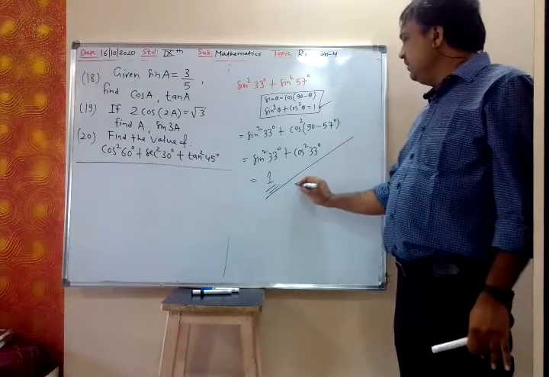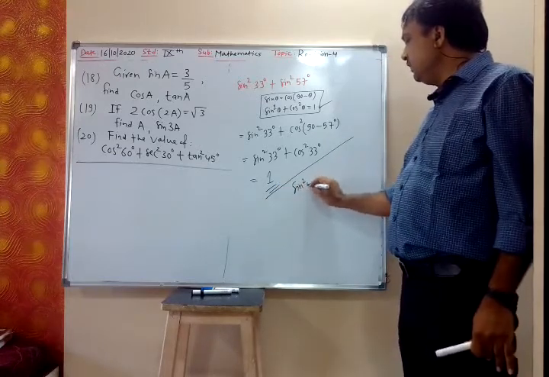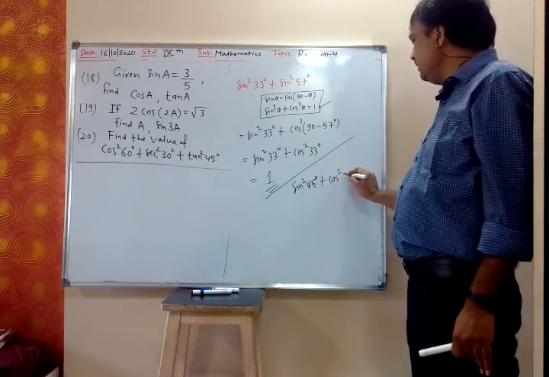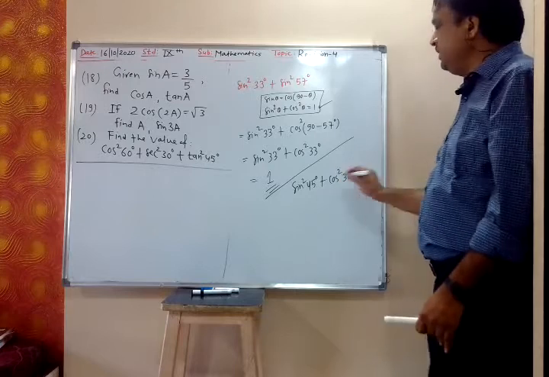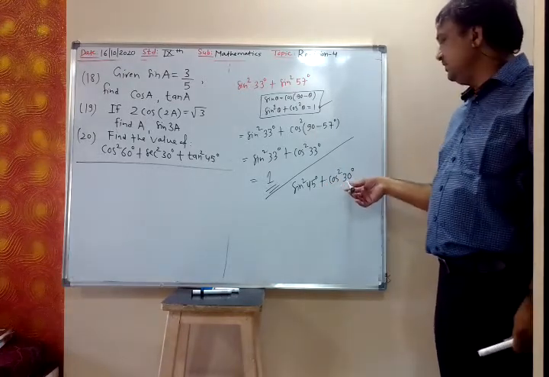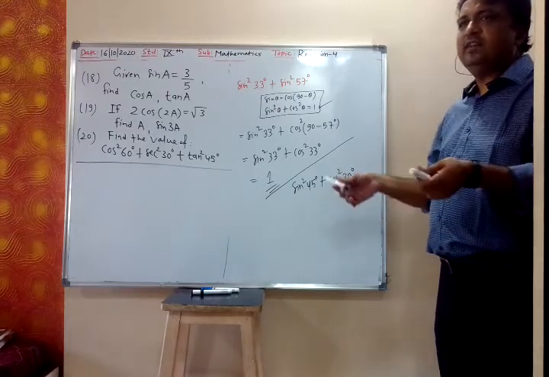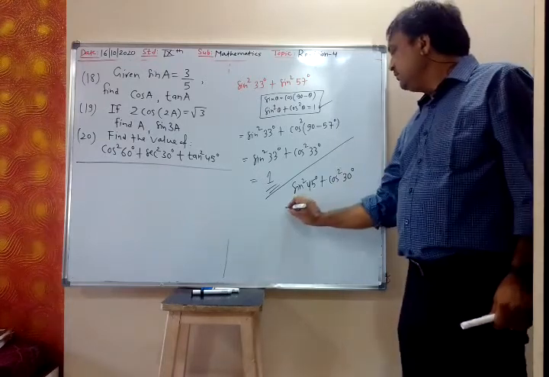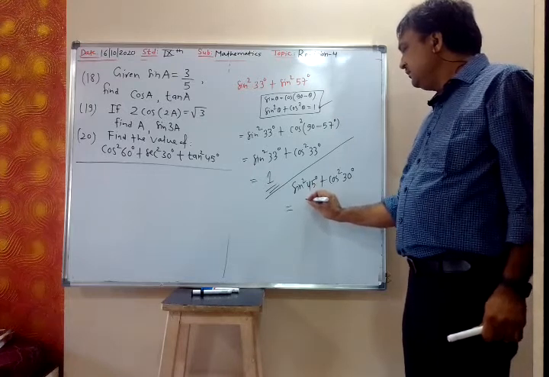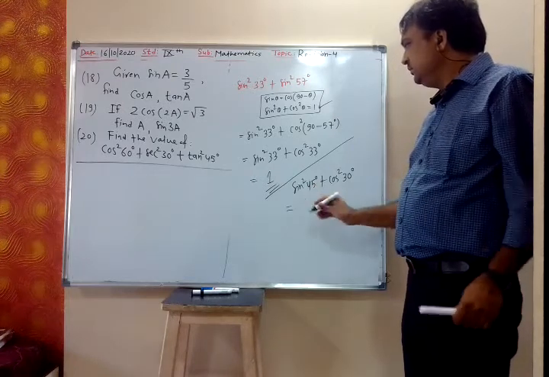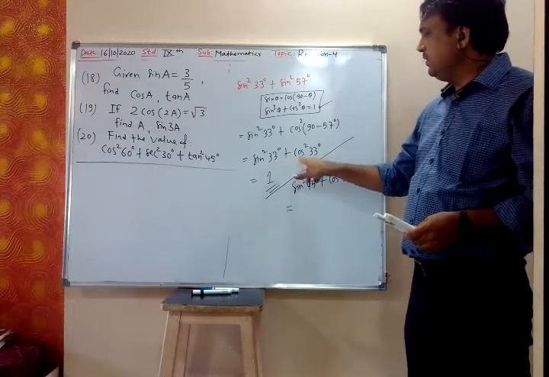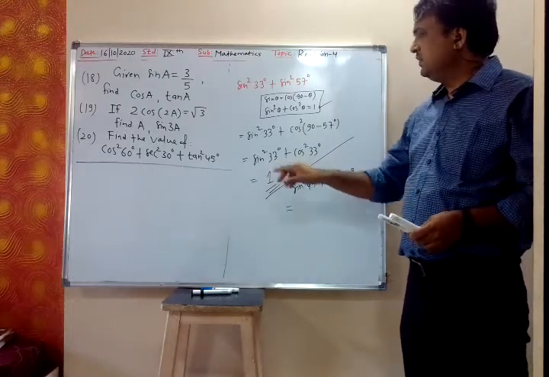Suppose you have sin square 45 degree plus cos square 30 degree. Now this you cannot write 1 because the angles are different. This is 45 degree and this is 30 degree. So what I will do in that circumstance, I will use the value of sin 45. Sin 45 is... so without using trigonometric table you cannot solve this.